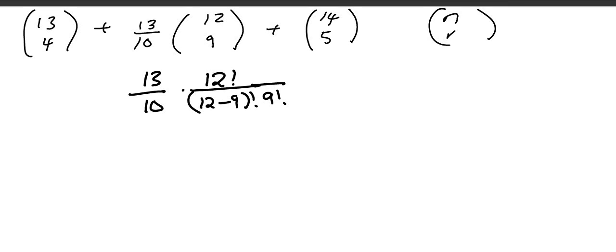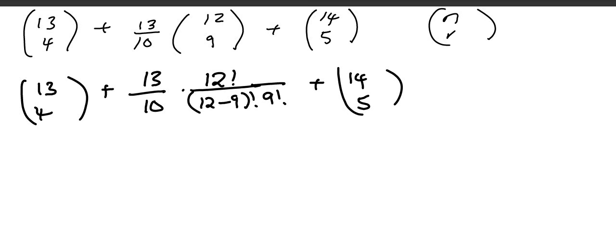Only this part; the other two, leave them the way they are. This is 13 choose 4, then the other part is 14 choose 5. So we want to introduce this guy inside. We want to make this guy enter inside here, right? This is how we do it, what we've done here.